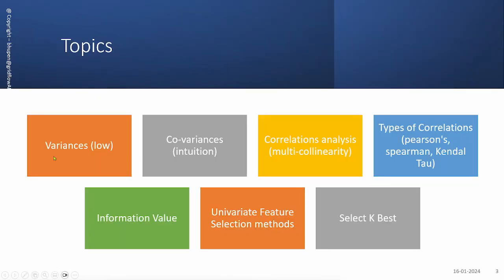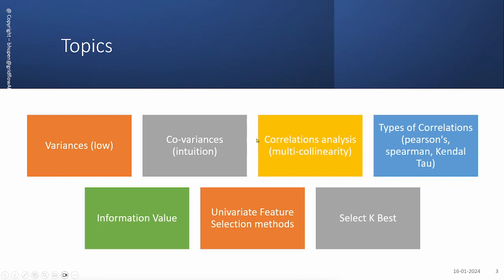So the topics that I'll be covering under filter methods are the concept of variances, how this is applicable to machine learning or data science, why low variances are a problem, and related to variances, the concept of covariances. We'll touch upon covariances and the intuition behind covariances, and why covariance is so useful in machine learning and most AI applications.